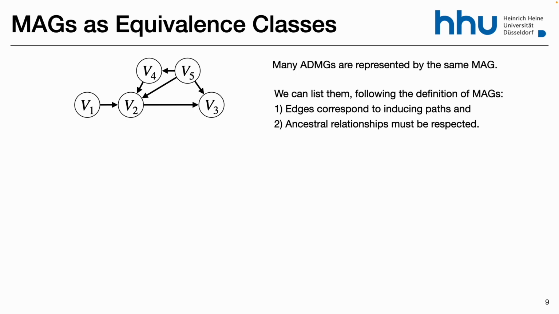If you use the same representation, you need to be careful with the bidirected edge, because a bidirected edge in a MAG is not a latent confounding, but it can be represented by a latent confounding in an ADMG, right? And that's called canonical MAG. Actually, I'm going to show one example here. So basically, if I give you a MAG and I start asking you what are the possible ADMGs that are going to be transformed into this MAG, you can basically start listing following from the definition.